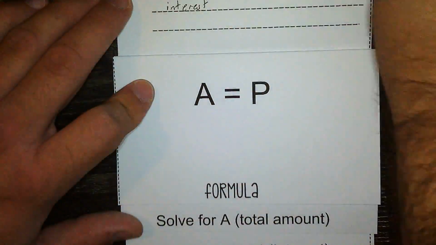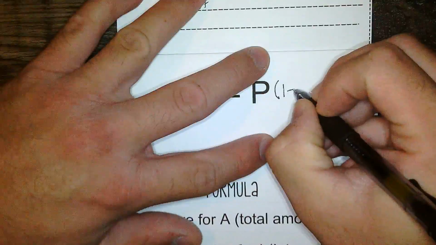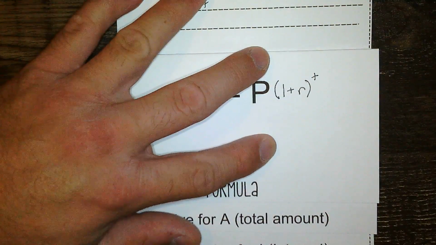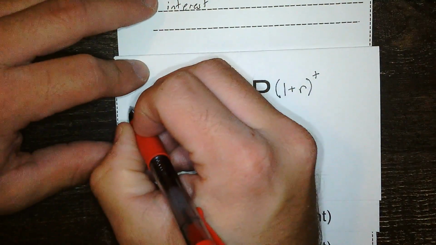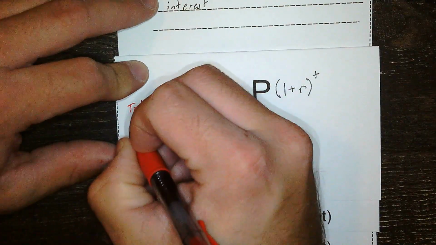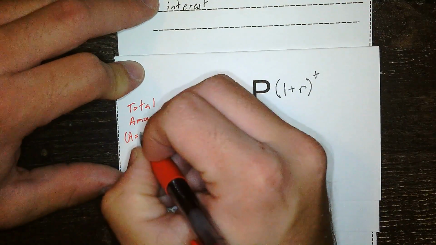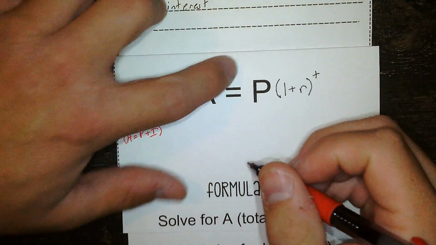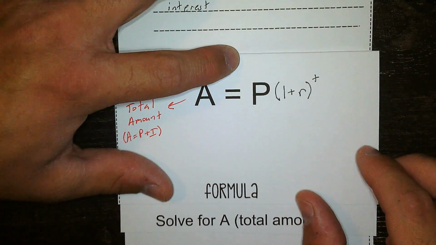So the formula we're using is A equals P times 1 plus R raised to the power of T. It didn't have the times here, but we're going to add it. The A stands for the total amount. Remember, we can find that by taking the principal plus the interest. That'll come in handy later. A is the total balance, the total amount on the loan, the total amount you owe back.